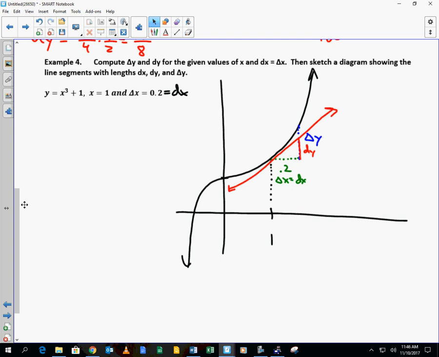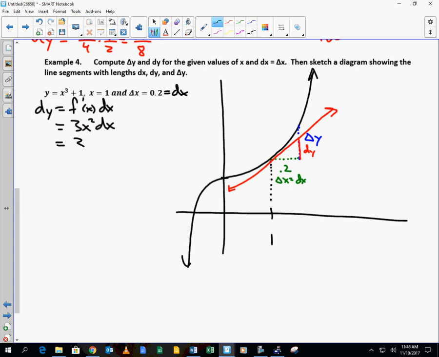So it says actually compute. So I've got my segments drawn there. I have my dy, my dx, my delta x. I have all that drawn. But it says actually calculate delta y and dy. We'll do dy first. We know that dy is equal to f prime of x dx. What is f prime of x? 3x squared dx. What value do I plug in for x? 1 times 3 is 3 times what is dx? 0.2, and I get 0.6.